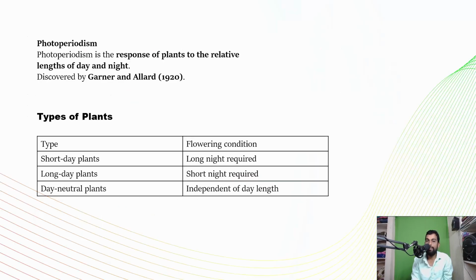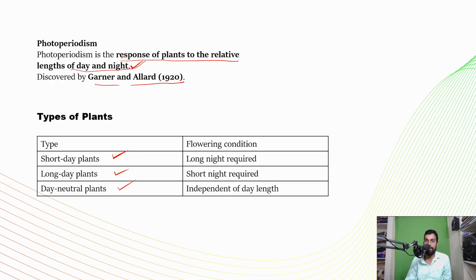Photoperiodism. What is photoperiodism? The response to the daylight and night light. It was discovered by Garner and Allard in 1920. It is a response of plants to the relative lengths of day and night light, okay? Types of plants. There are plants based on the exposure of light. What are they? Short day plants, long day plants, day neutral plants.